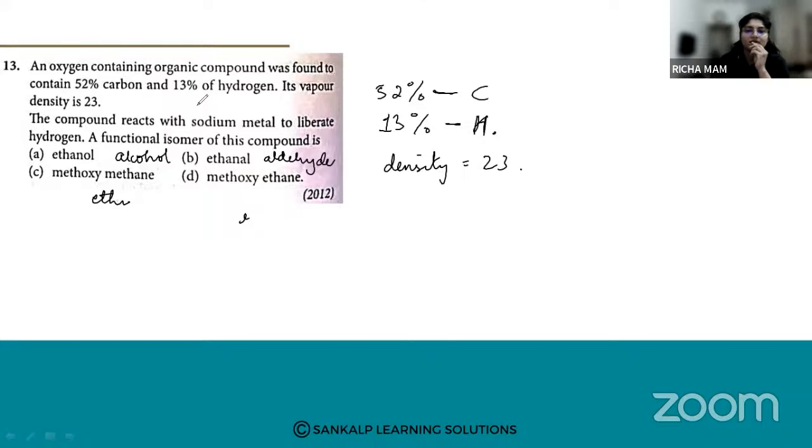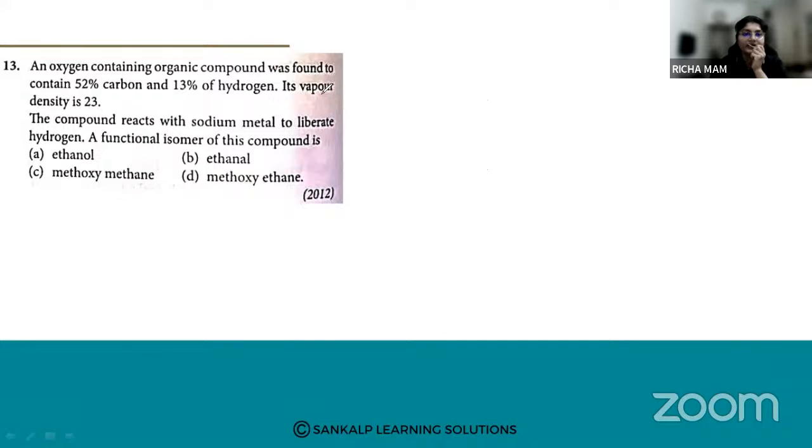Okay. So here, ethanol is what? It is alcohol. Ethanal is aldehyde. This is an ether. Methoxyethane is also an ether. So what have they asked? What do you have to calculate? This is a problem based on empirical formula and molecular formula, right? So let us solve. What is given?